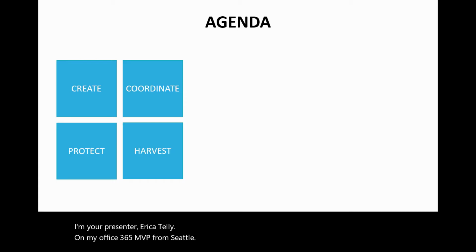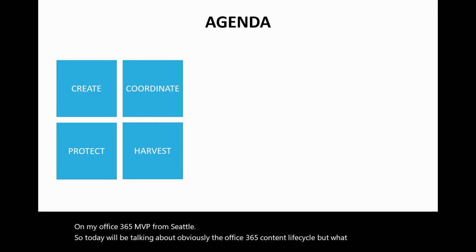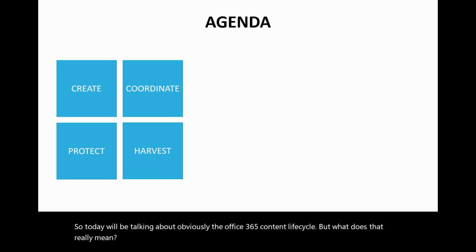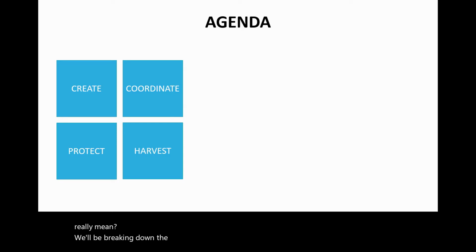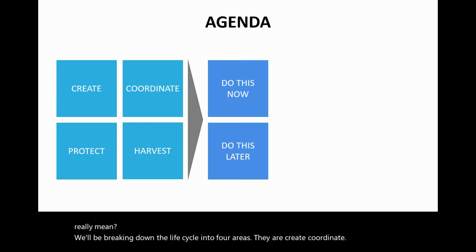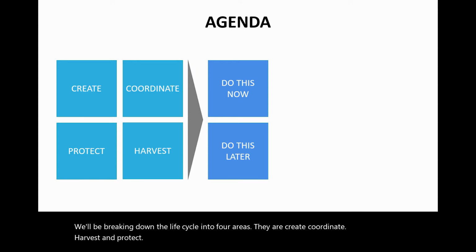So today we'll be talking about, obviously, the Office 365 content lifecycle, but what does that really mean? Well, we'll be breaking down the lifecycle into 4 areas. They are create, coordinate, harvest, and protect. We're also going to be talking about what you can do today versus what you'll be able to do later.